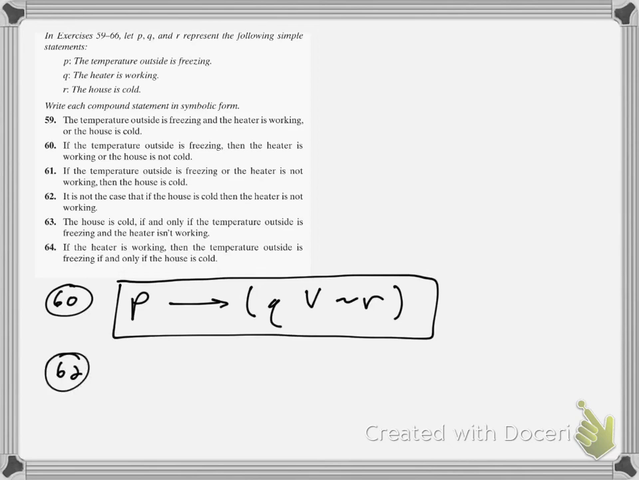Okay, let's look at 62. It is not the case that if the house is cold, then the heater is not working. So, first of all, it is not the case. That's the not symbol. And then what's not the case? This whole statement we're about to say. It is not the case that if the house is cold, then the heater is not working. So this is an if then. So it is not the case that if the house is cold, that's R, then the heater is not working, not Q.